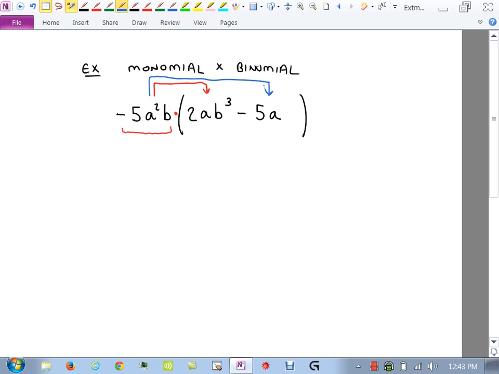So let's do the red first. What would the red be? I'll do the numbers first. Negative 5 times 2 is negative 10. Then let's do the a's. What's a squared times a? A to the third. And then what is b times b cubed? B to the fourth. Y'all comfortable with that?